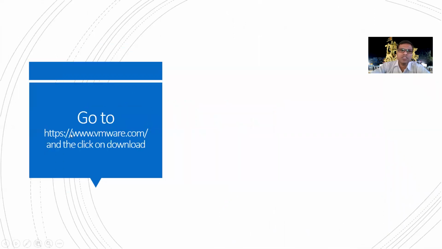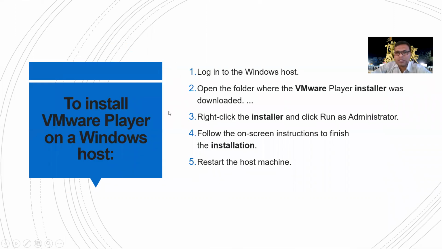VMware installation. So initially we go to the site vmware.com and click on download, and choose which version we want for downloading. So let me show you afterward. So this is the process.